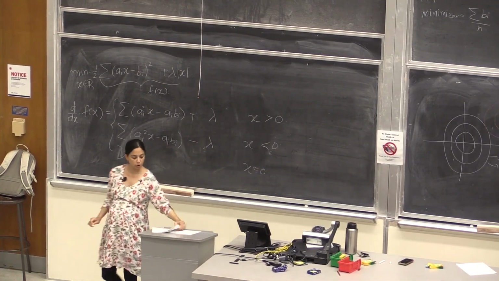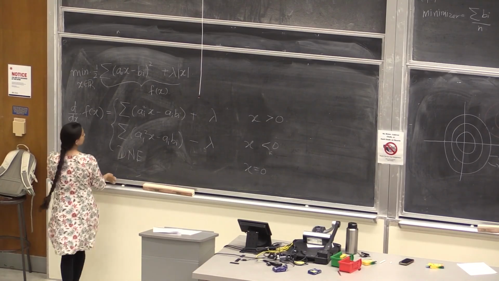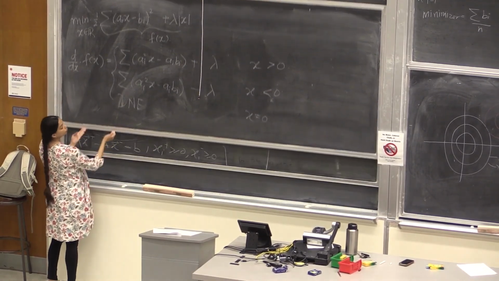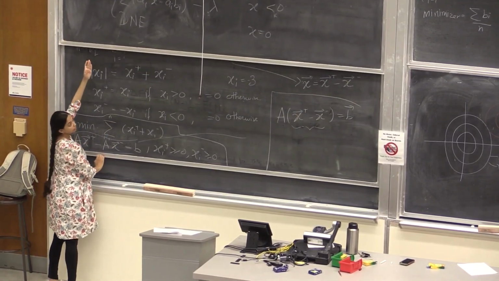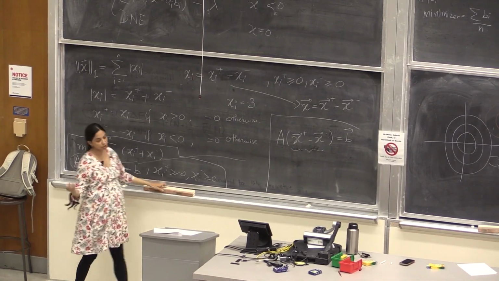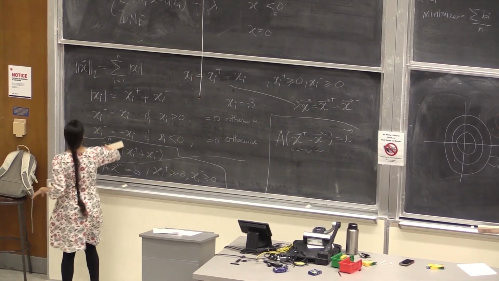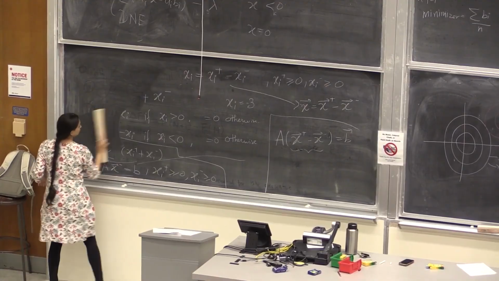Okay? So we know what the derivatives of this are. We know that this is a convex problem. So let me just set the derivative equal to 0. What happens if I set the derivative equal to 0?